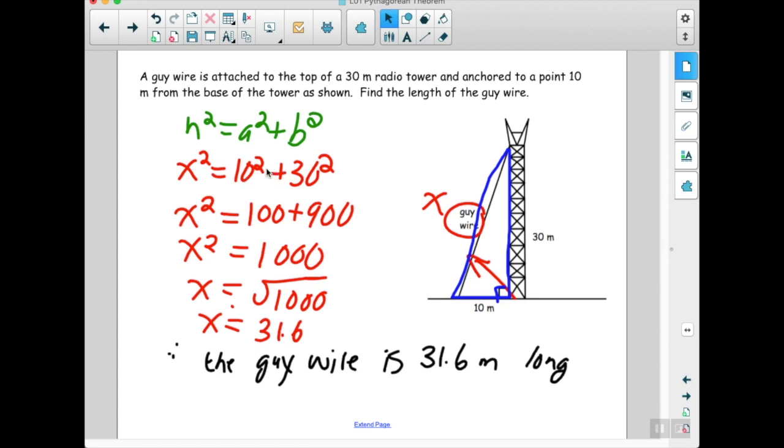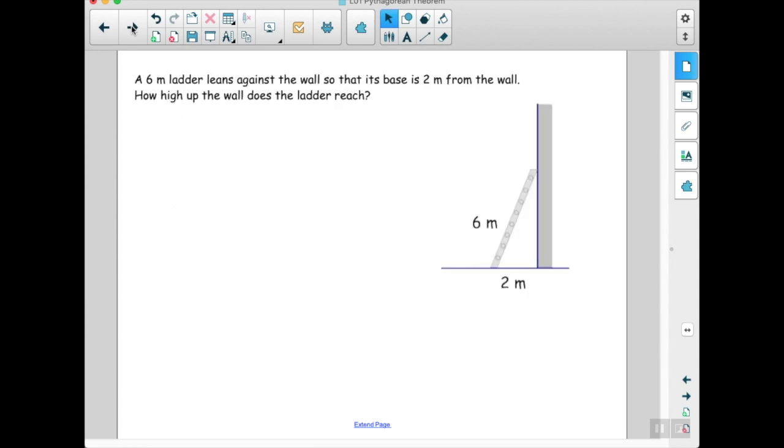10 squared plus 30 squared. 10 squared is 100. 30 squared is 900. 100 plus 900 is 1,000. So now we know that x squared is 1,000, which means that x is the square root of 1,000. And that's going to give us that x is approximately 31.6. So the guy wire is 31.6 meters long. Now let's see what's coming up.